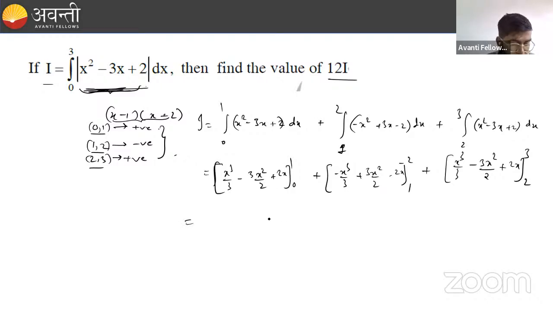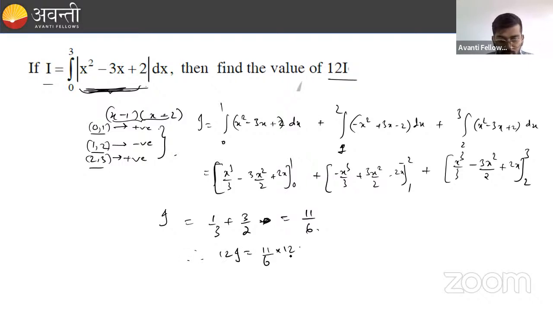Now after putting the values, you will get I equals 1 by 3 plus 3 by 2, which comes out to be 11 by 6. Therefore, 12I will be equal to 11 by 6 into 12, which comes out to be 22. Therefore, the answer to this question is 12I equals 22.